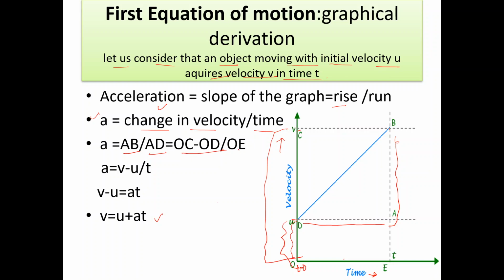OC minus OD upon AD is taken, all the values we are taking along x-axis or y-axis. So AD is OE. So OC minus OD upon OE. What is OC? OC is equal to v, and OD is u, and OE is t. So you get v minus u is equal to at, or v is equal to u plus at. So this is the first equation of motion.